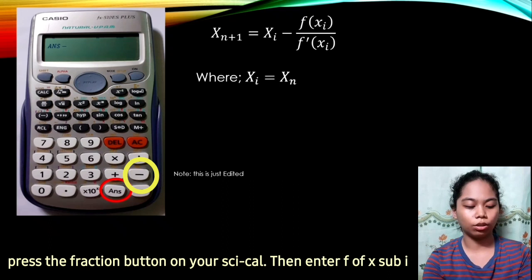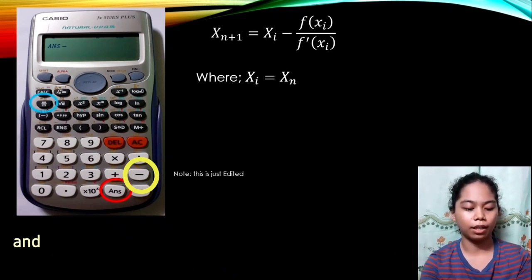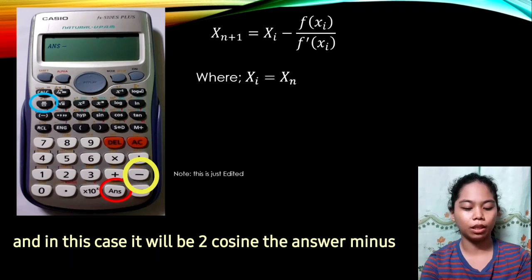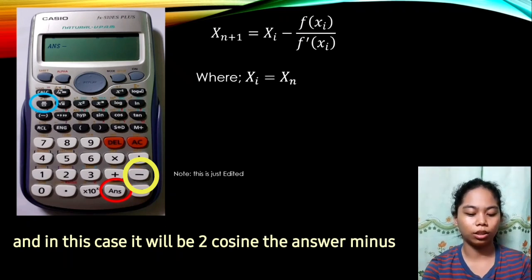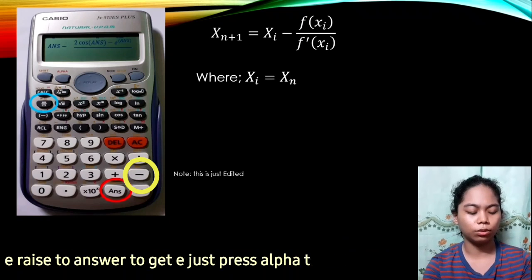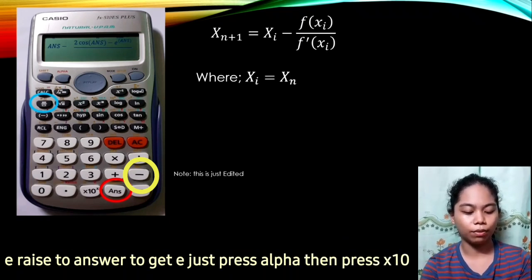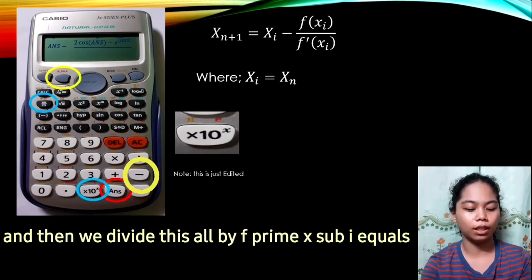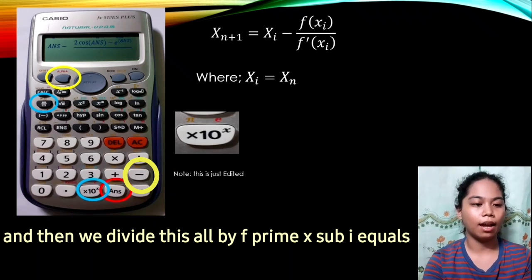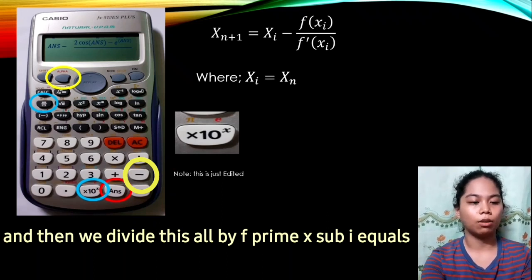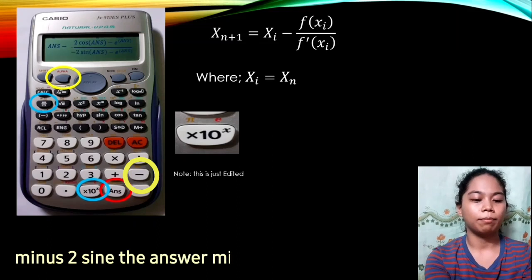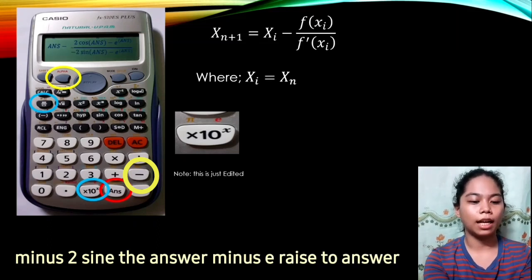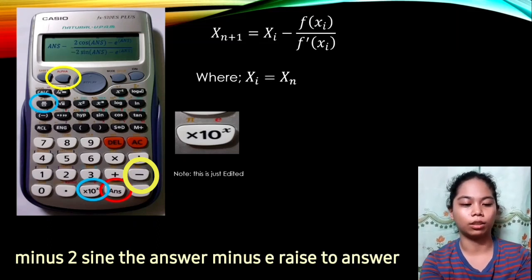Press the fraction button on your calculator. Then enter f of x sub i, and in this case it will be 2 cosine of the answer, minus e raised to the answer. To get e, just press alpha, then press x10. And then we divide all this by f prime of x sub i, which equals minus 2 sine of the answer minus e raised to the answer.